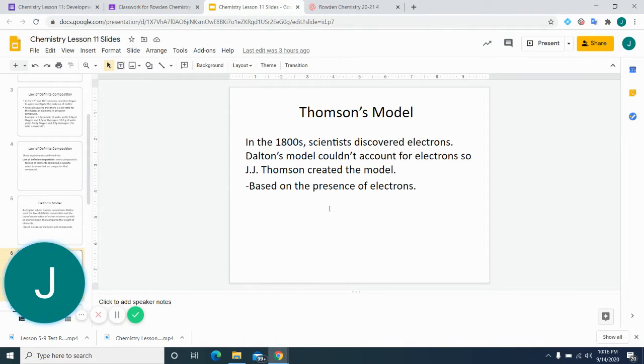Then we get the Thomson's model. And J.J. Thomson, he created the technology that allowed us to discover electrons. And with that, we upgraded Thomson's model, which is Dalton's model, but it also accounts for the presence of electrons. So now we go from thinking that matter is made up of just small particles. Then we know that they're small particles with different masses. Now we know that they also have something called electrons on them.